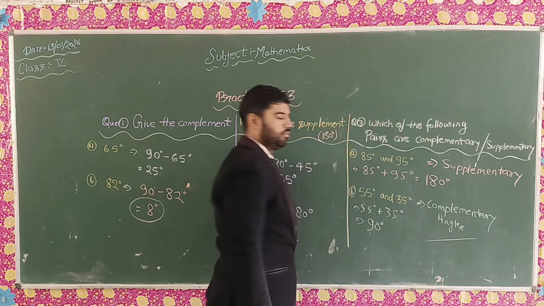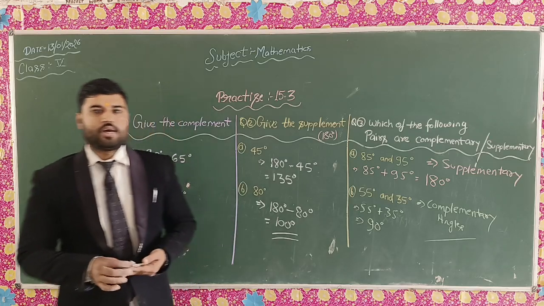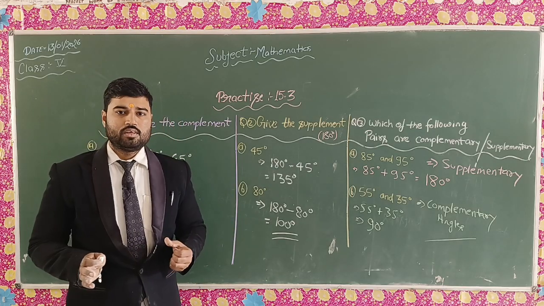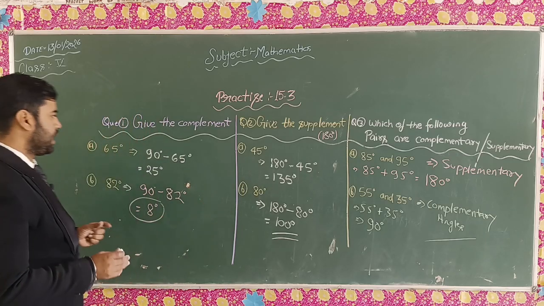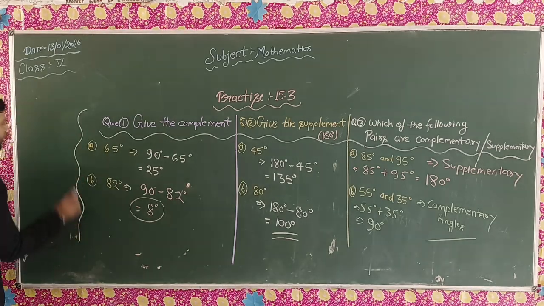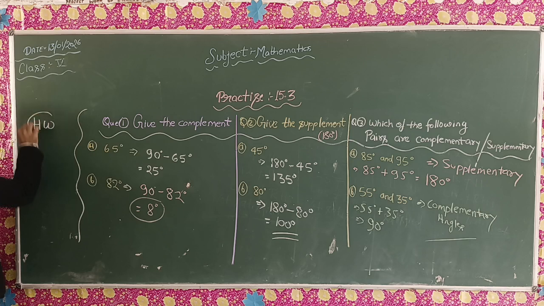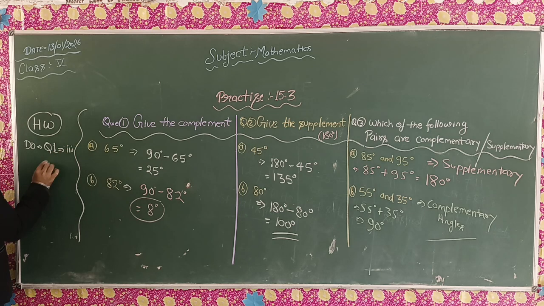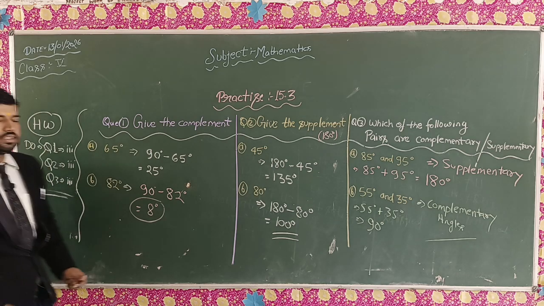Understood? Very good. Okay, now I hope that this is enough for today. You can solve by your own self and you can write it in your notebook also. Here is your homework. In your homework, do the third part of question number 1, the third part of question number 2, and the third part of question number 3. All the remaining part of question number 1, 2 and 3 you can solve in your copy.